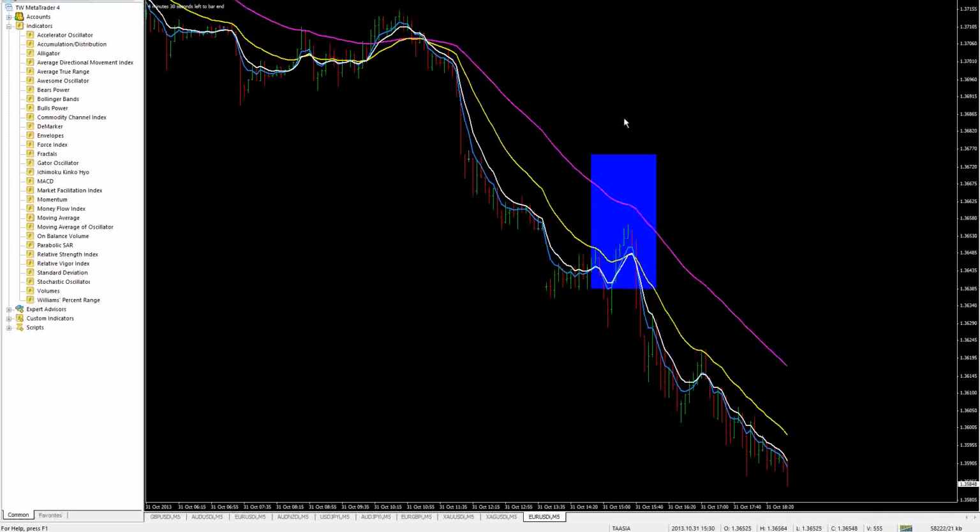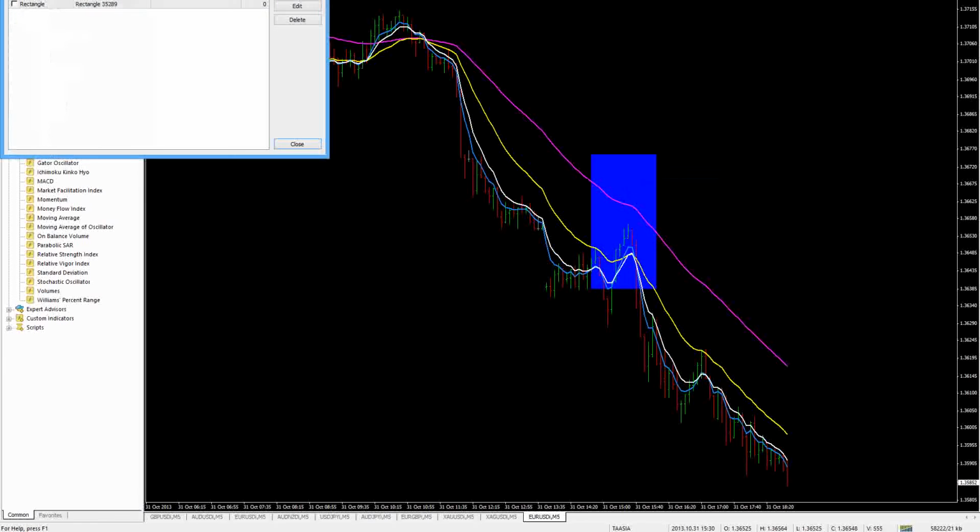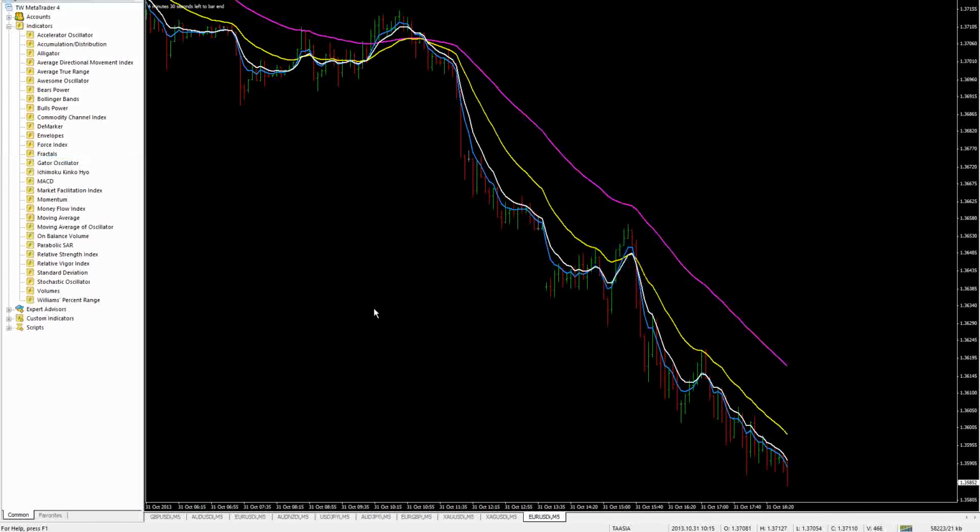Ugh, here, let's do it this way. Object list, rectangle, delete, go bye-bye. Okay, so it's off there. So that's the basic principle behind trading with the trend.